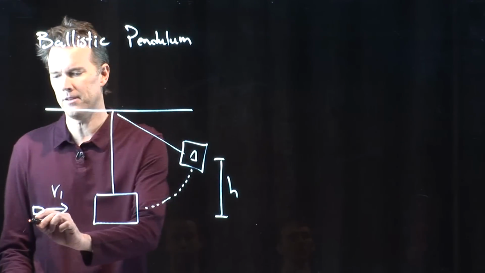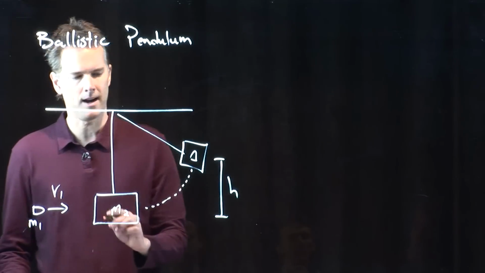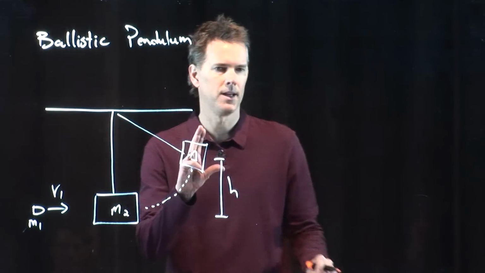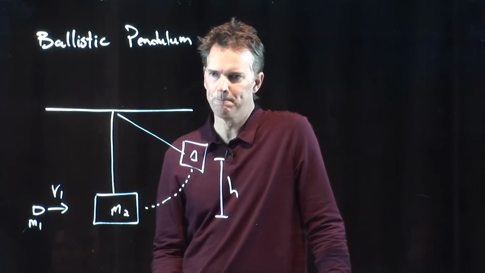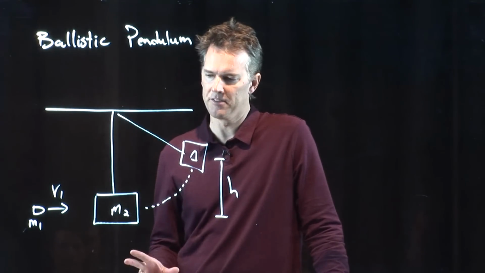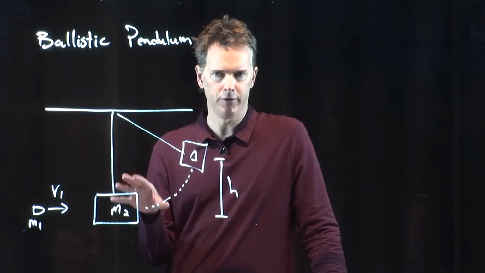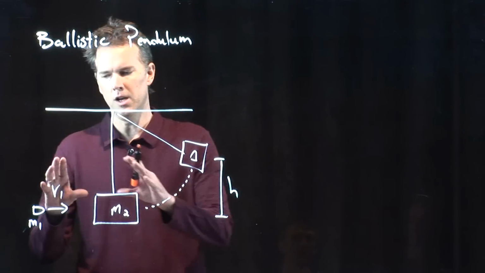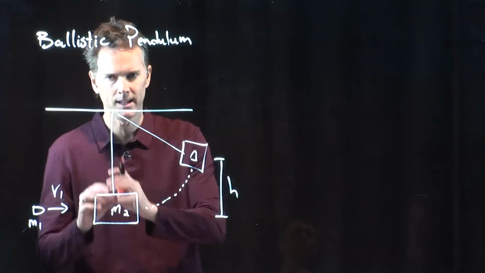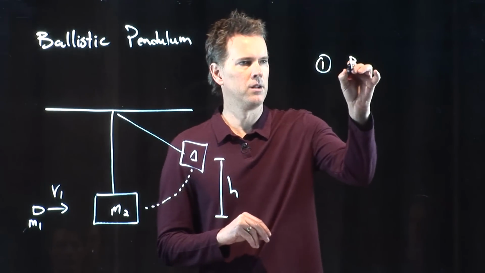We need to know the mass of the bullet. We need to know the mass of the block. And we need to measure the height h. And if we do all that, then we can calculate V1. So this is the ballistic pendulum problem. And the idea is that we need to combine a few conservation principles. So let's think about the initial part where the bullet goes into the block. Okay, that is the first part.